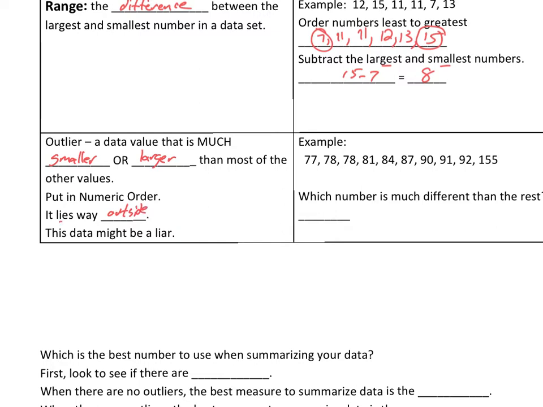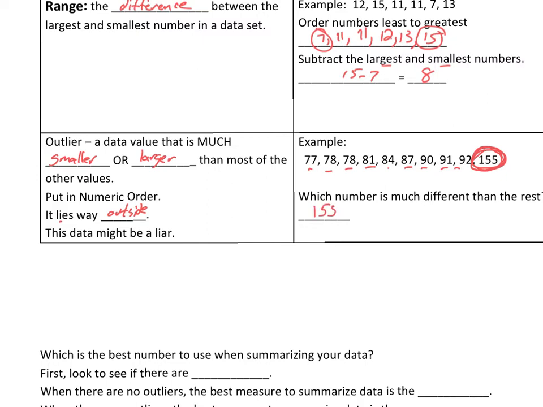An outlier lies way outside. Someone once told me this data might be a liar. Okay, so if we look at this data set here, most of our numbers are in the 70s, 80s, 90s, and then you have 155. That is an outlier. That's way bigger than the rest of them.